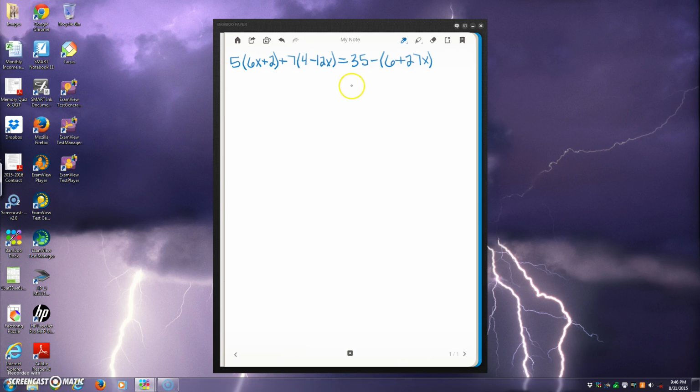The first thing we want to do is get rid of all these parentheses, so we're going to distribute. A really common mistake is to not realize that this is really a negative 1 here, so we need to distribute this also.